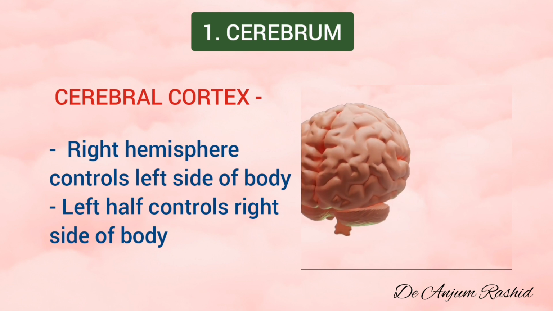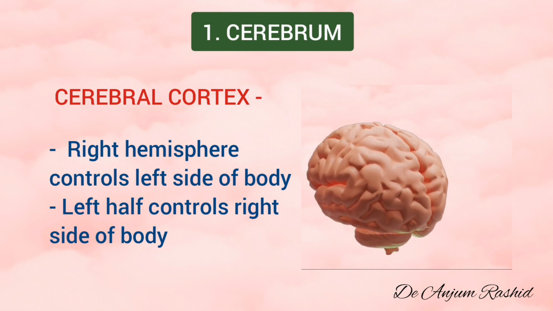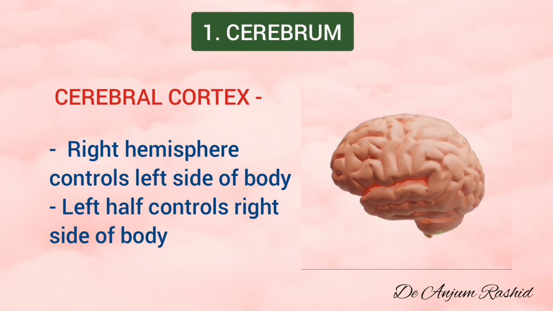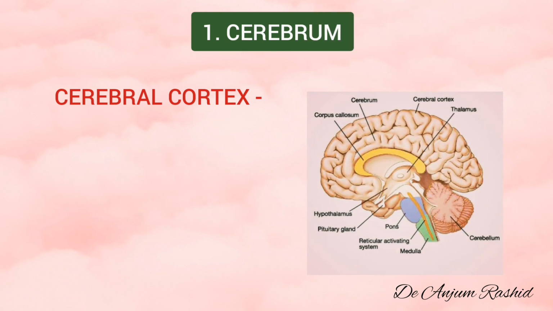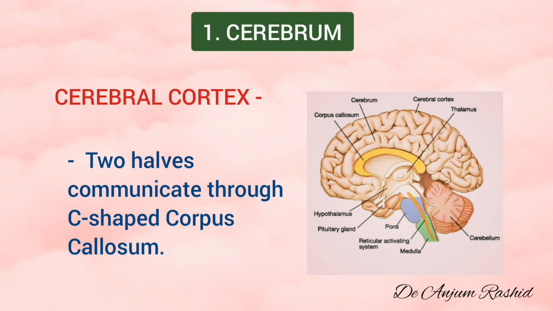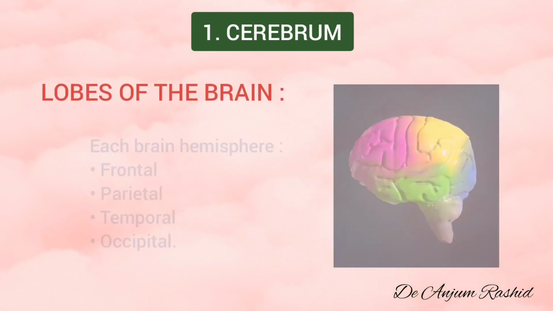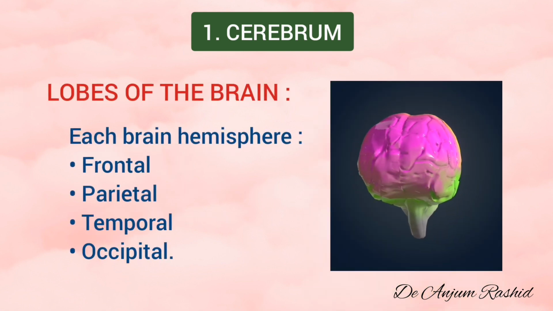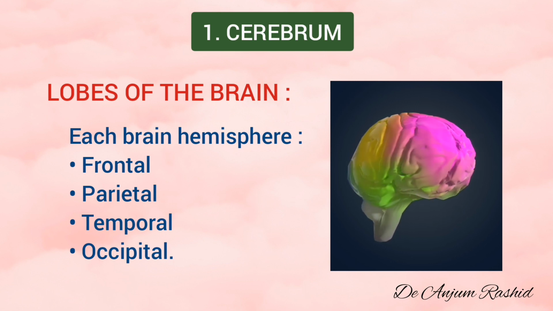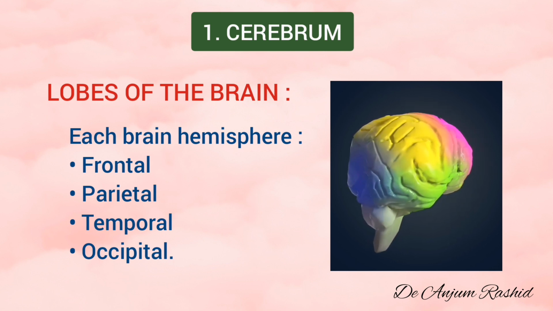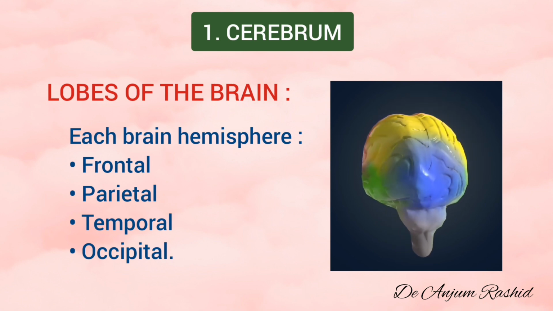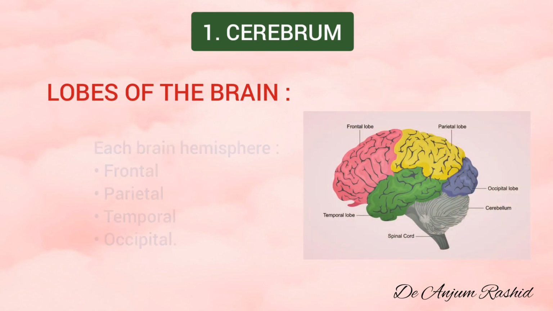Now, the right hemisphere controls the left side of the body and the left half controls the right side of the body. The two halves communicate with one another through a large C-shaped structure of white matter and nerve pathways, which is called the corpus callosum. The corpus callosum is in the center of the cerebrum. Now, each brain hemisphere has four sections, which are called lobes: frontal lobe, parietal lobe, temporal lobe, and the occipital lobe. Each lobe controls specific functions.